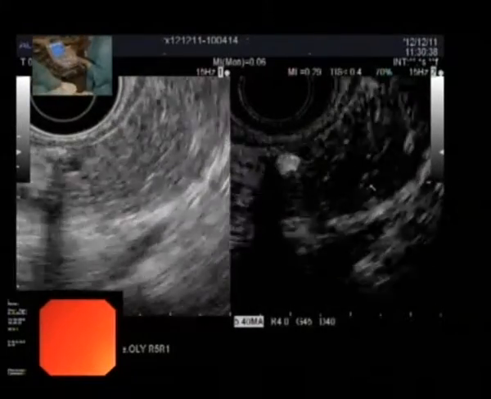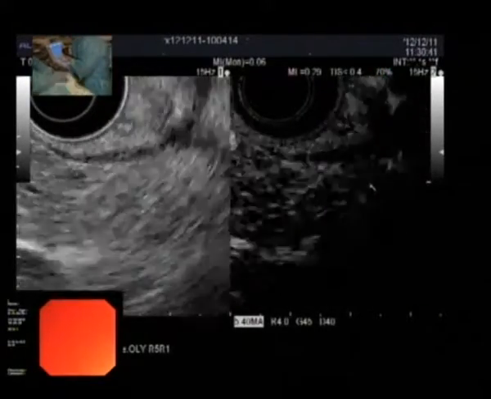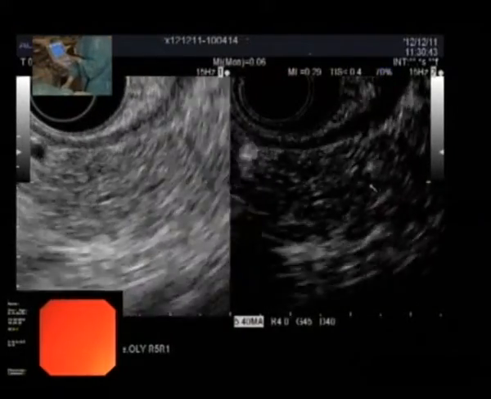What is your final diagnosis here? For me, the pancreas is a bit of normal variation.